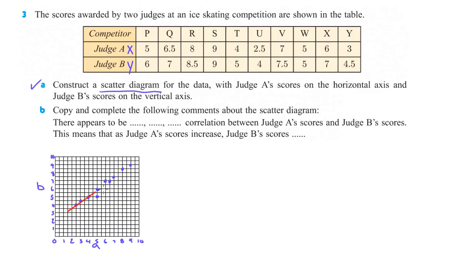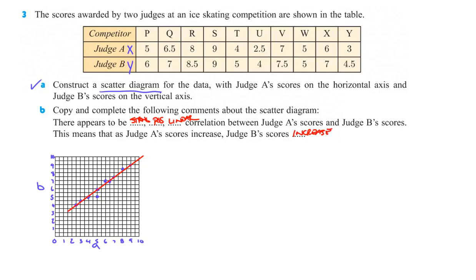Okay, so again, if we can make a line that goes through this here, it looks like maybe something like that. I'd say that's pretty strong. Strong. And it's positive. And it looks to be linear. So strong, positive, linear correlation between Judge A and Judge B scores. This means that as Judge A's scores increase, Judge B's scores also increase.